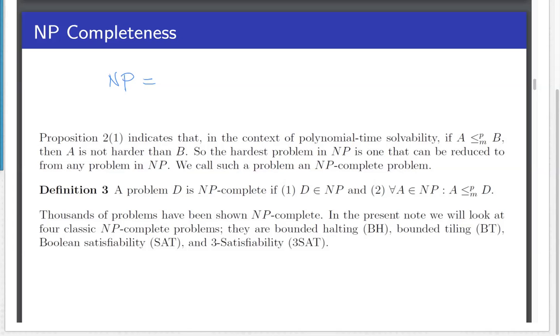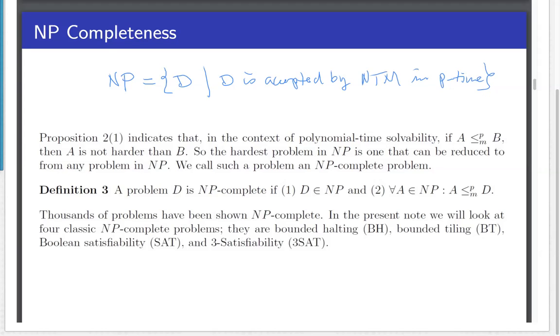So let NP be a set of decision problems D that is accepted by an NTM in polynomial time. So there are lots of problems. It includes P also. So what's the most difficult problem or the hardest problem from computational points of view?